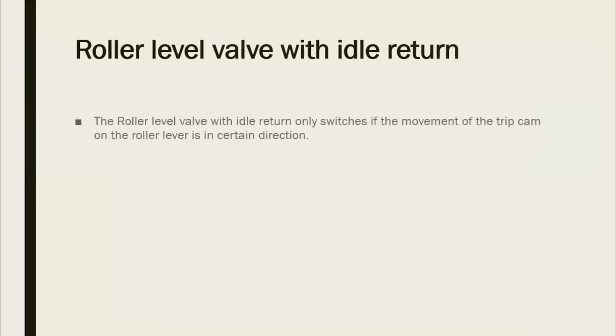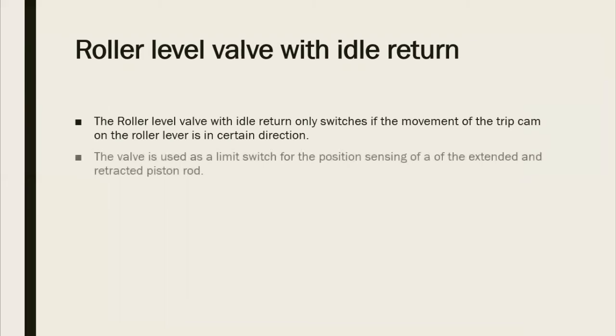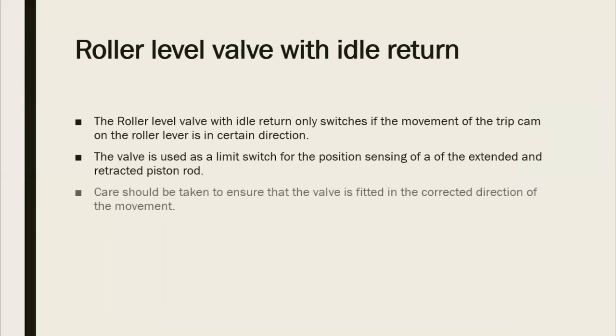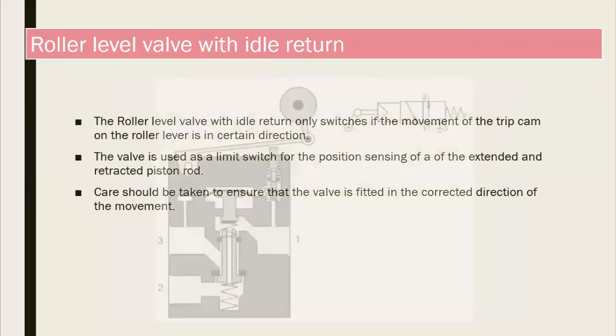In the roller lever valve with idle return, the valve only switches if the movement of the trip cam on the roller lever is in a certain direction. The valve is used as a limit switch for the position sensing of the extended and retracted piston rod. Care should be taken to ensure that the valve is fitted in the correct direction of the movement.